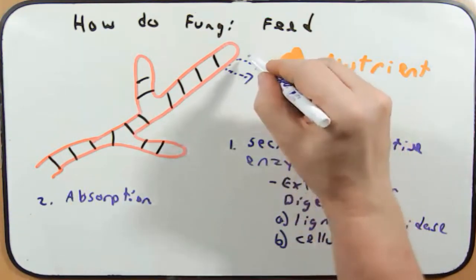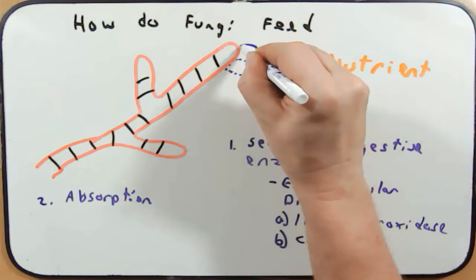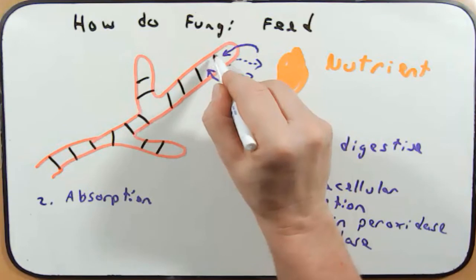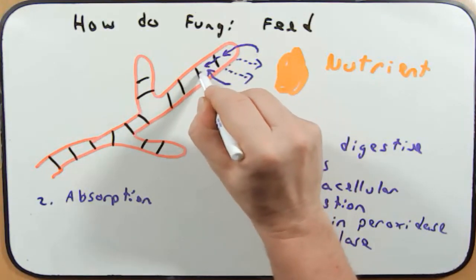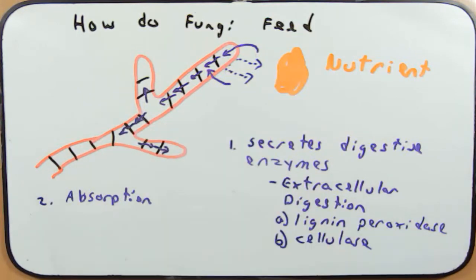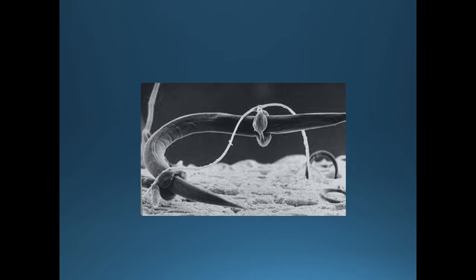Nutrients are digested, and then once digested, they come into the cell. And now once they're in the cell, because of these pores, these nutrients can be passed down between the different cells, which will aid in the continued growth of the hyphae. Now I'm going to come back to this ability of the hyphae to absorb nutrients in just a moment.